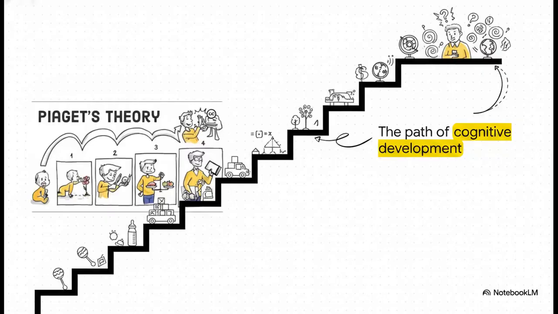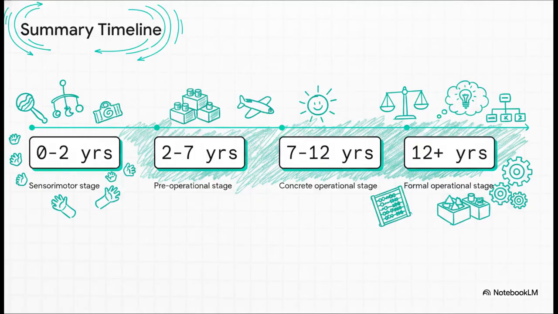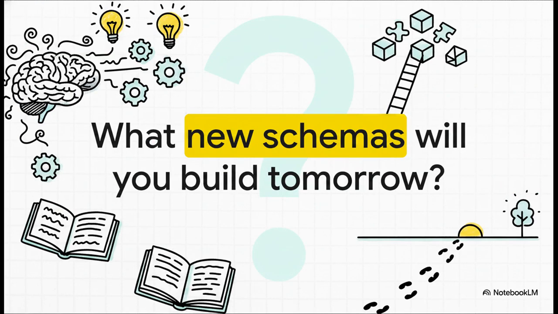When you look at this entire path of adaptation, it's honestly incredible. We literally start as newborns operating on nothing but reflexes, and we level up, stage by stage, into young adults capable of wildly complex hypothetical thought. Okay, here is your ultimate summary timeline. Seriously, take a screenshot of this right now because it's pure gold for organizing your revision notes. Sensory motor from birth to 2, pre-operational up to 7, concrete operational up to 12, and formal operational for 12 and beyond.